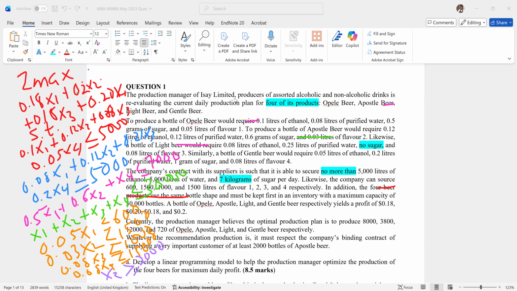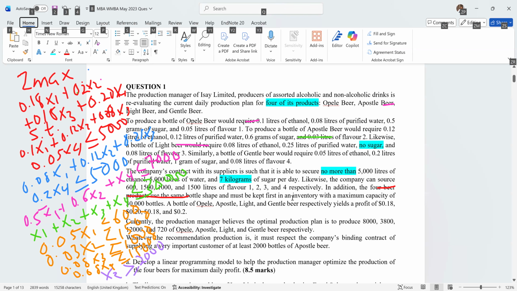Prof, please, sorry to take us back. The last constraint in the purple, is it X2 what? Finish it. Greater than or equal to 2000. Yes, it is X2 greater than or equal to 2000. Please, can you explain this?